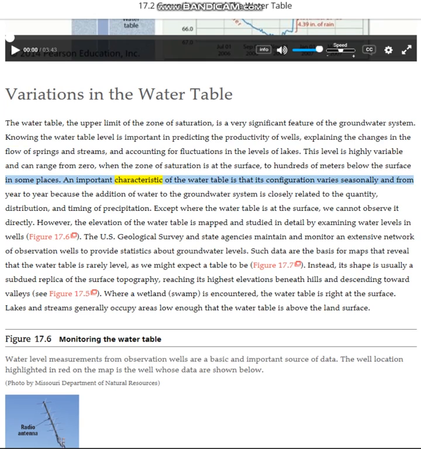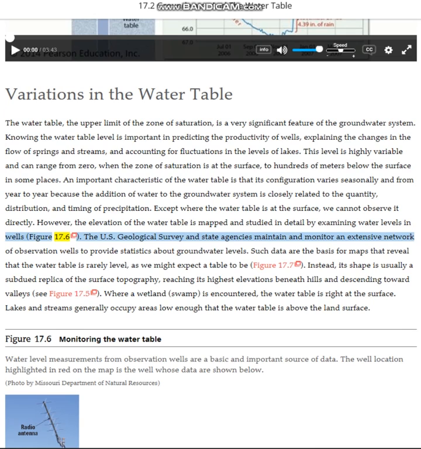An important characteristic of the water table is that its configuration varies seasonally and from year to year because the addition of water to the groundwater system is closely related to the quantity, distribution, and timing of precipitation. Except where the water table is at the surface, we cannot observe it directly. However, the elevation of the water table is mapped and studied in detail by examining water levels in wells, figure 17.6.